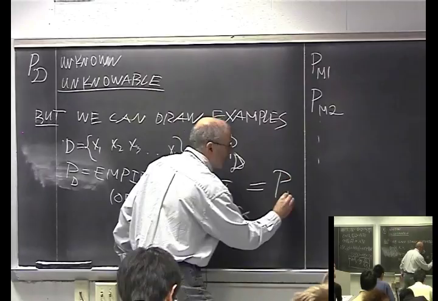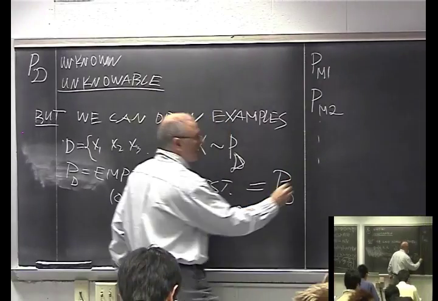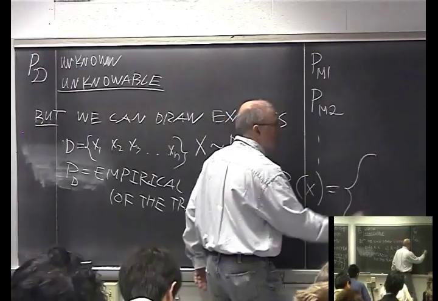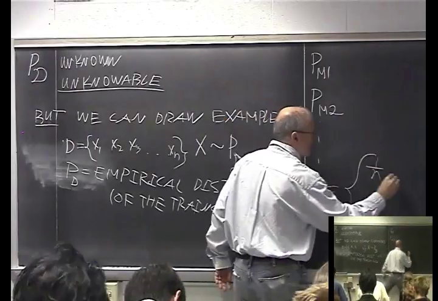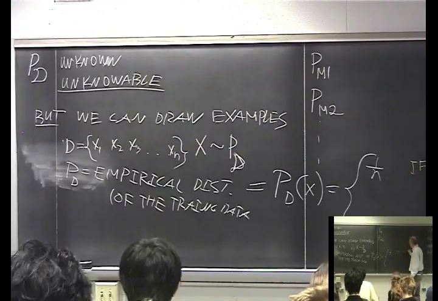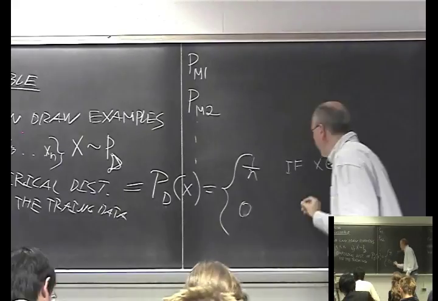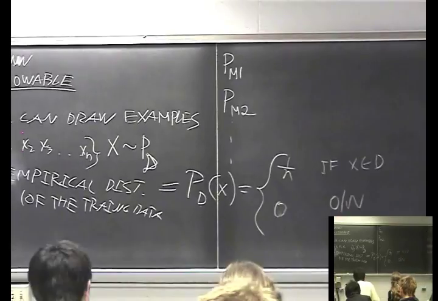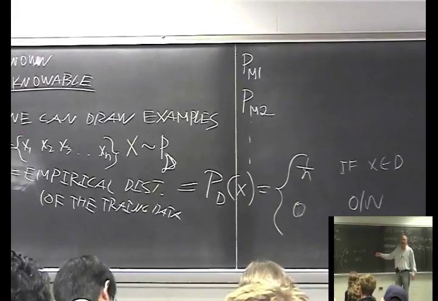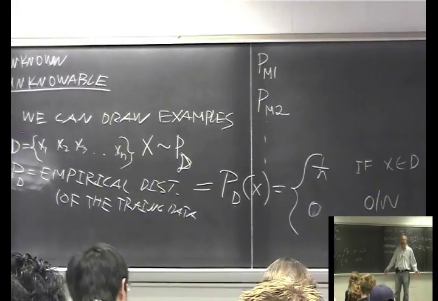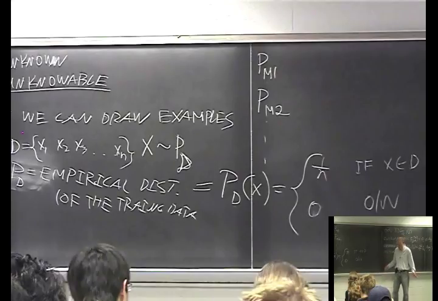P regular D, not curly D of x, is 1 over n if x was seen in the training data, and 0 otherwise. A very well-defined distribution. It's uniform over the n examples and it's 0 everywhere else. A very weird distribution, but well-defined.